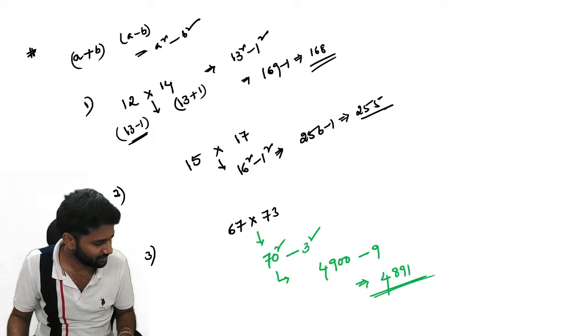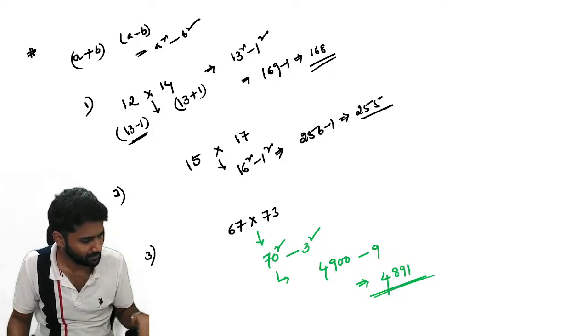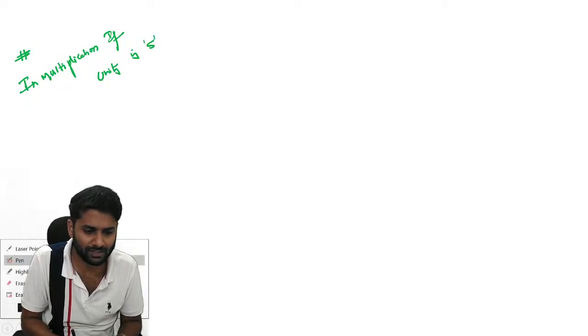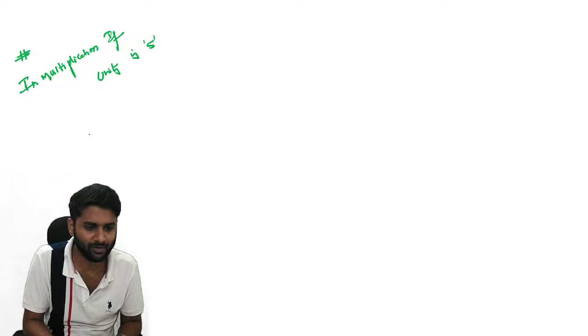So is it clear, all these calculations? Let's go for another observation. In multiplication, if the units place is 5 in both numbers, let me help you out.